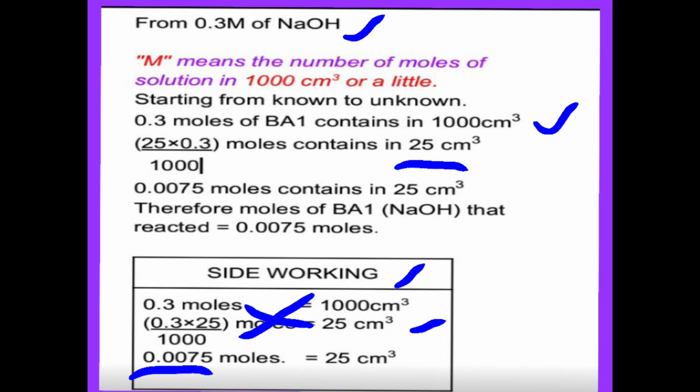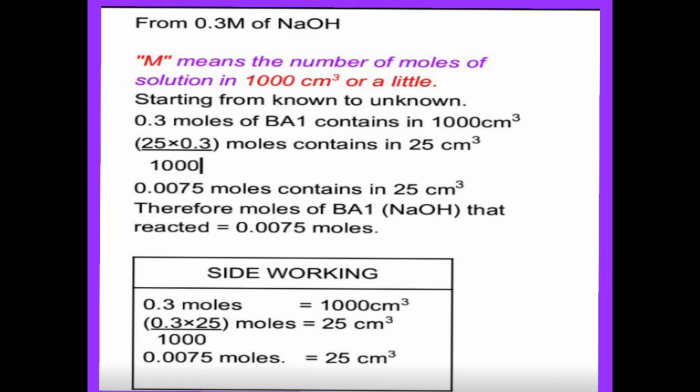So therefore, the moles of Ba1 that reacted are equal to 0.0075 moles. Those are all statements. We have not written any formula. This side working was just to guide you and help you know what I was doing there. So I advise you always to use statements. Avoid using formulas. Formulas are not needed. Okay, let us continue.